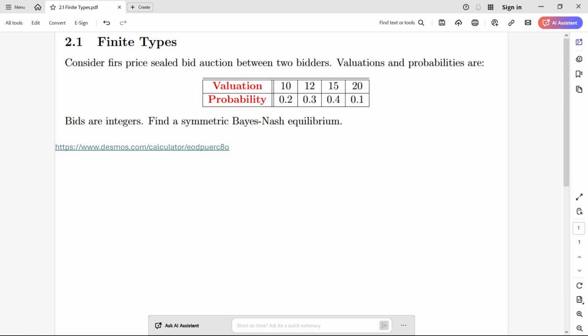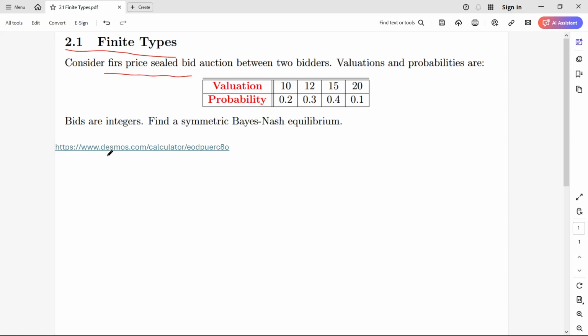Hello everyone, and now we will discuss the auction, or second, portion of the problems of problem set 7. Right now we will discuss the first problem of the auction part, which is about these finite types, where we have a first price sealed bid auction.